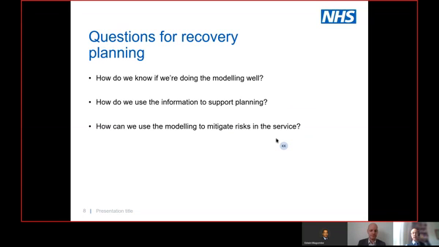So here's just some starter questions to begin with. How do we know if we're doing the modeling well? How can we evaluate objectively if we're actually carrying out the modeling in a manner that can provide assurance that we've got something that's giving good output?